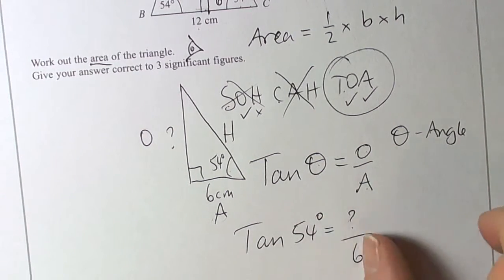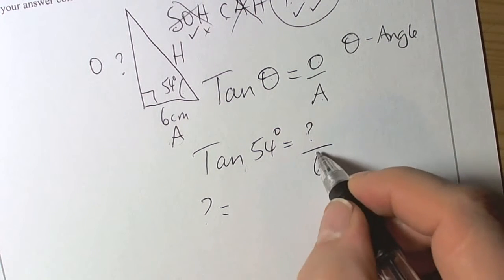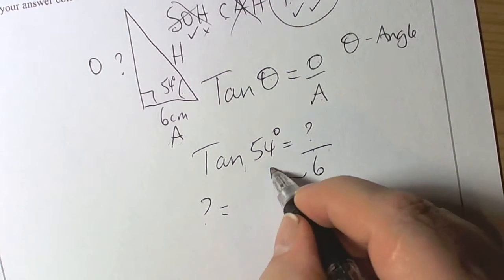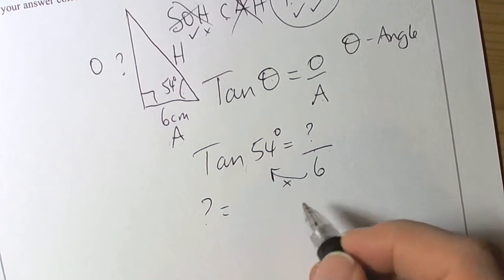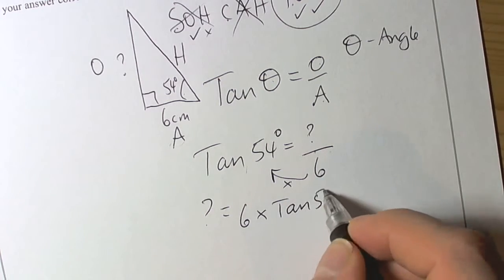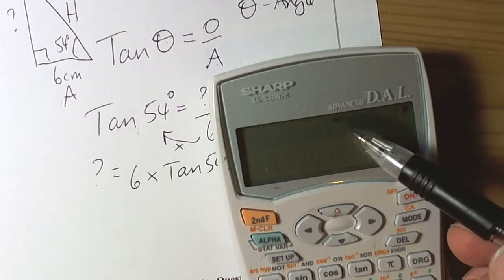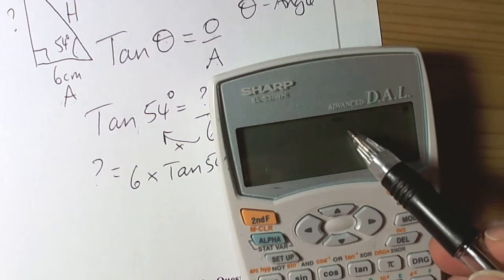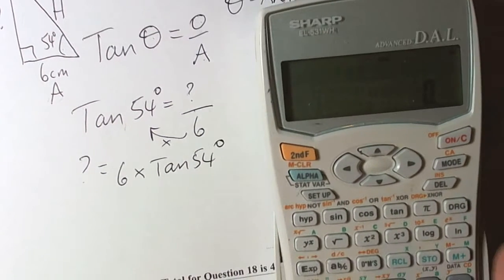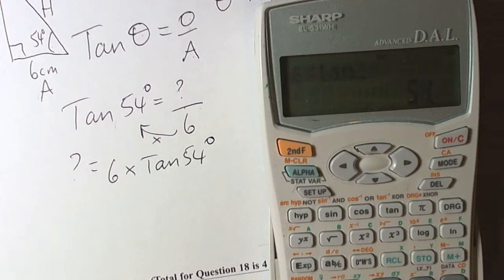I need to know what the question mark is, so I rearrange this. So the question mark is going to be, well, this says divide by 6, so the 6 will come here as a times. So we know the question mark is going to be 6 times the tangent of 54 degrees. So we basically got to make sure our calculator has DEG in the screen, or the letter D, to make sure we're working in degrees. So yeah, this one is in degrees. So 6 times the tangent of 54 equals.